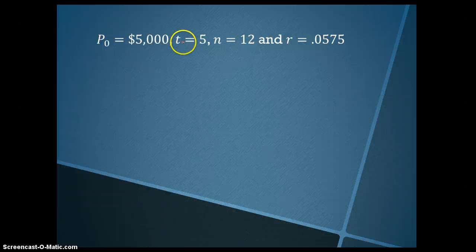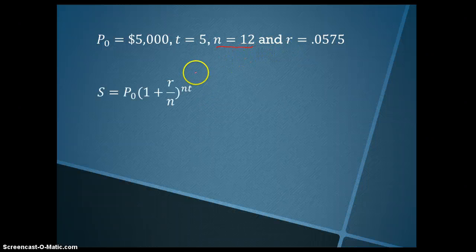Again, here are our variables. Notice again that it was compounded monthly, so there are 12 months in a year. We use n equals 12. Recognizing that it's a discrete case, we will use this formula.